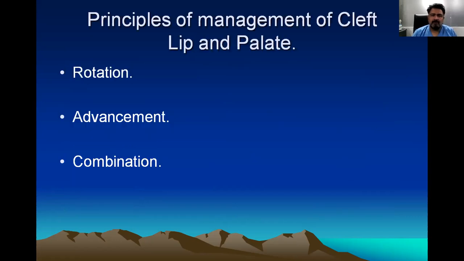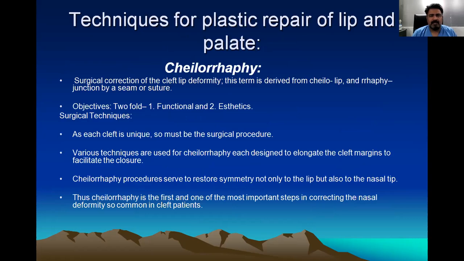So principle of management of cleft lip and palate: first rotational flap is there, then advancement or combination. Techniques for plastic repair for cleft lip and palate: cheiloplasty is the surgical correction of the cleft lip deformity. This term is derived from cheilo, meaning lip, and plasty from the repair. The objective is twofold: functional and aesthetics.